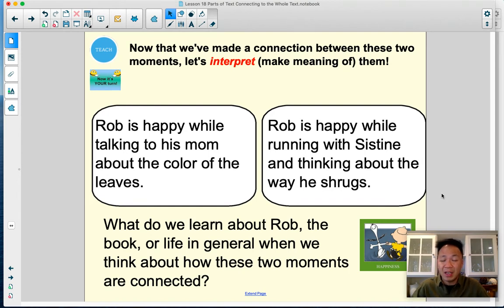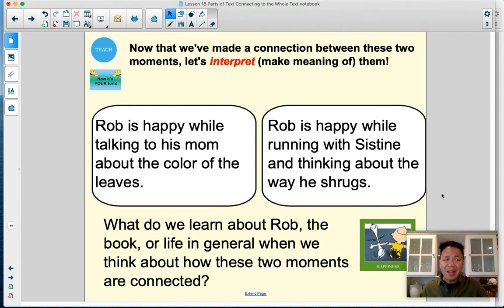Well, if I really think hard about how these two things are connected, I realize that Rob is happy when he's with somebody who gets him, right? Someone who understands him. I don't think he's got a lot of those people. When you look at how his dad treats him, and how the principal treats him, and his teacher treats him, he doesn't seem like a lot of people understand him. And here he is with two people that get him, and he gets happy there.